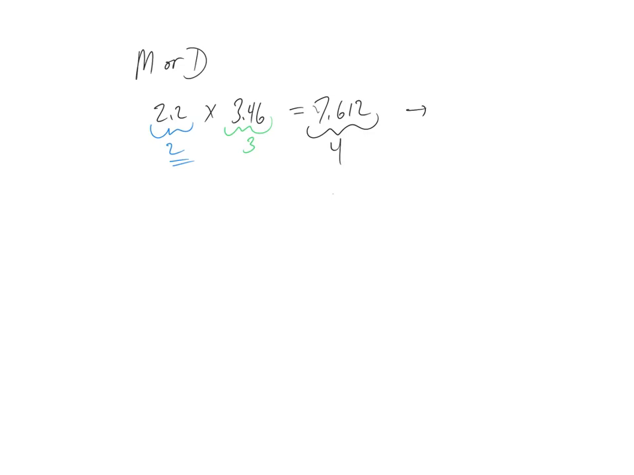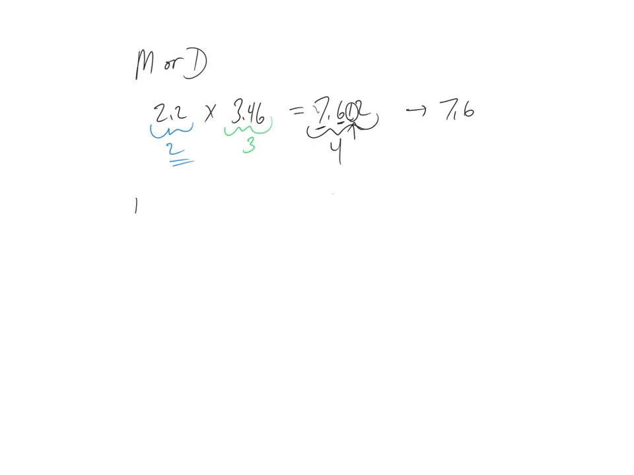It means we want to have 2 significant digits. So I'm going to look, there's digit 1, there's digit 2. I'm going to look at the value that's after that, and then I'm going to round my answer. Since this value is 1 and that's less than 5, I'm going to round my answer to 7.6. So my answer has 2 significant digits, and that's the answer.